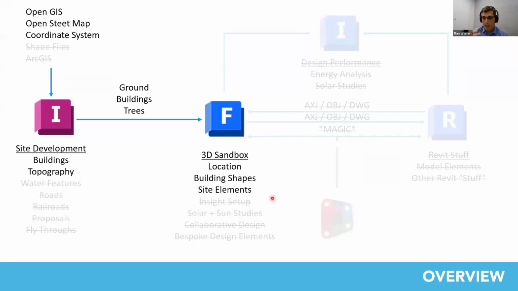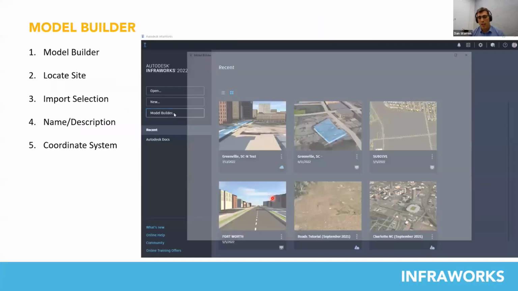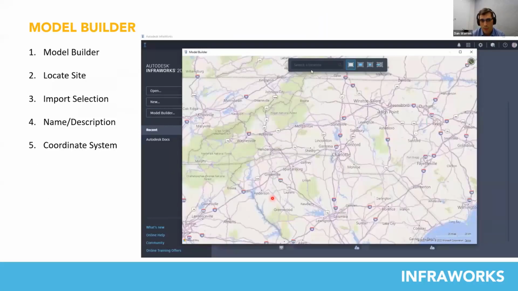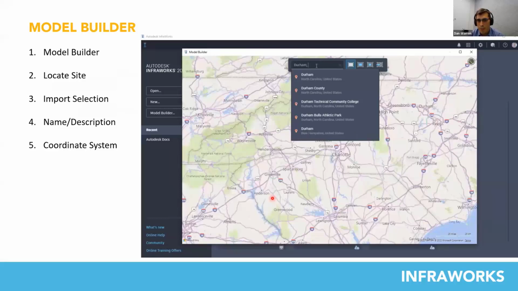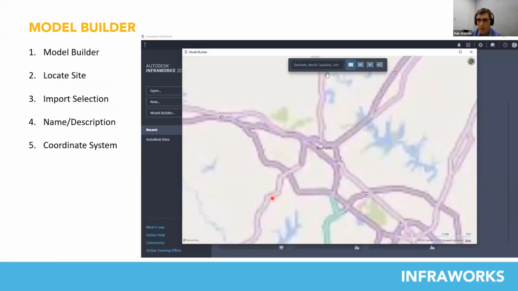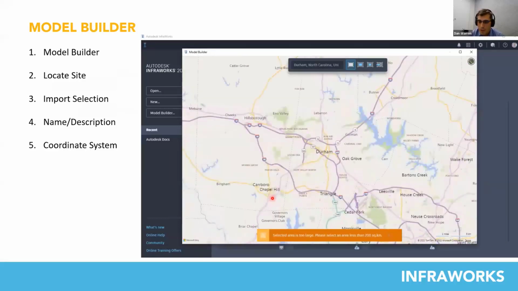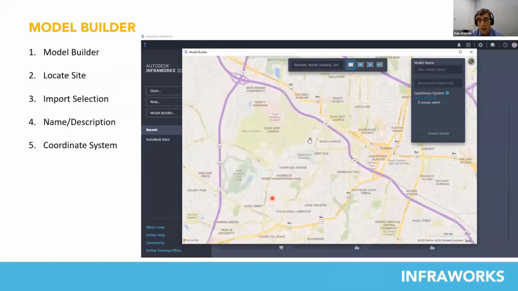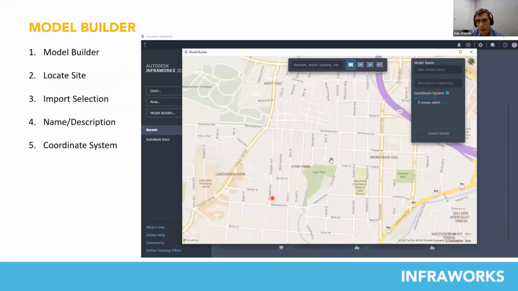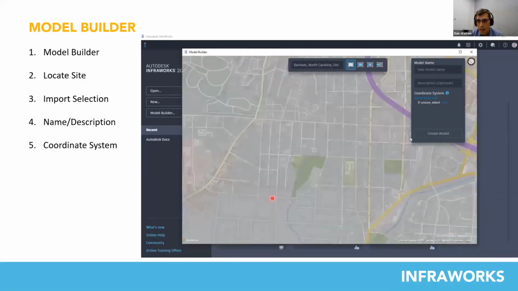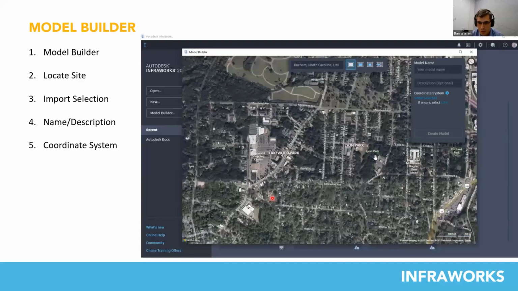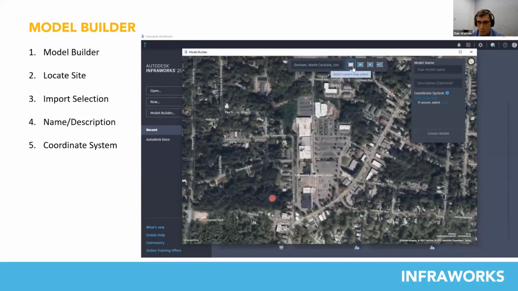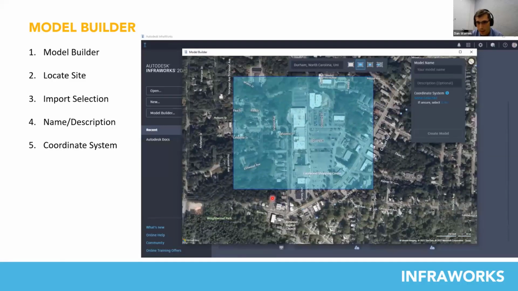I'm going to show you it's really, really simple to get going because InfraWorks is just a sandbox. So you use a tool called the Model Builder. And I'm going to go to Durham, North Carolina, because it's a cool little city if you've never been there. You can only bring in about a 200 square kilometer site, which is about 75 square miles in freedom units. And once I pick my site, I can use the satellite to drill in and get a good idea of where I'm going to be looking. I could pull in the whole image or just select an area.